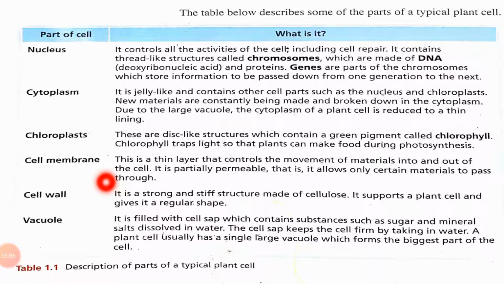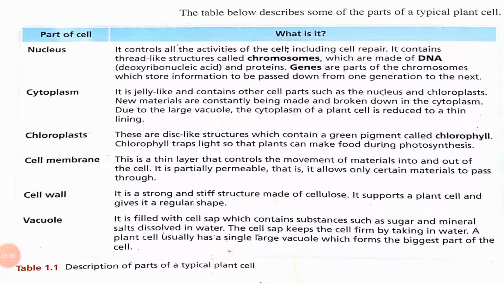Okay, cell membrane. It controls the movement of material inside and outside the cell. The cell wall is the strong and stiff structure, and it is present in plant cells, but it is absent in animal cells. The next thing is the vacuole. Vacuole contains sugar and mineral salts that are dissolved in water.